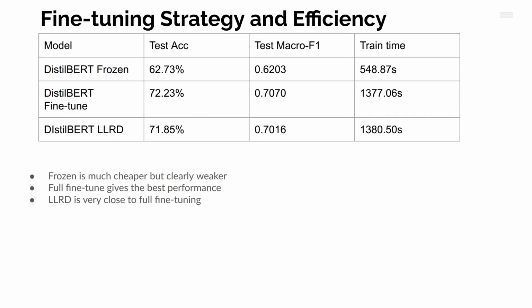In this section, we compare 3 transformer training strategies: frozen, full fine-tuning, and LLRD. The frozen model is much cheaper, with a training time of about 548 and 87 seconds, but its performance is much lower. Full fine-tuning gives the best result, while LLRD is very close but slightly worse. So the takeaway is that freezing saves cost, but updating the backbone gives the strongest performance.